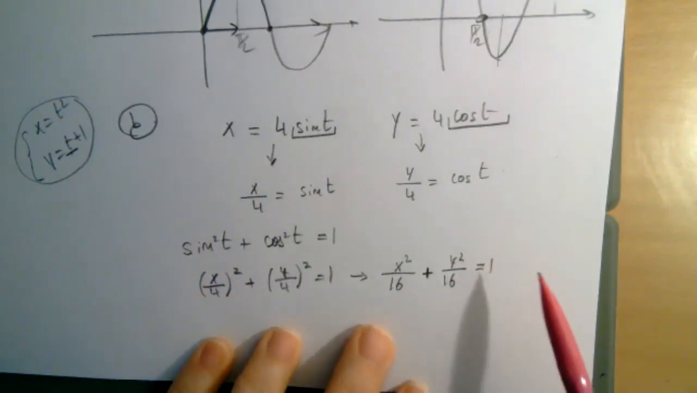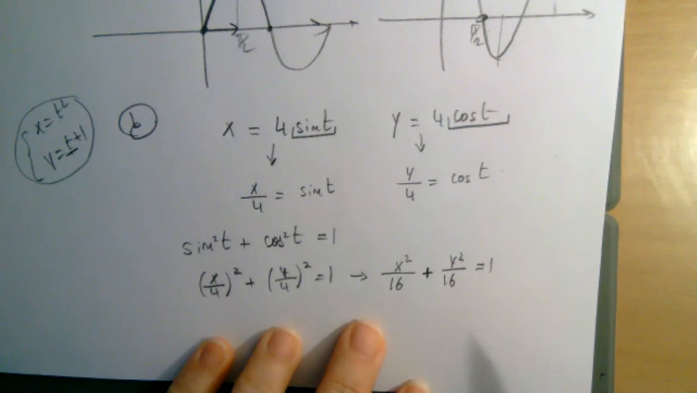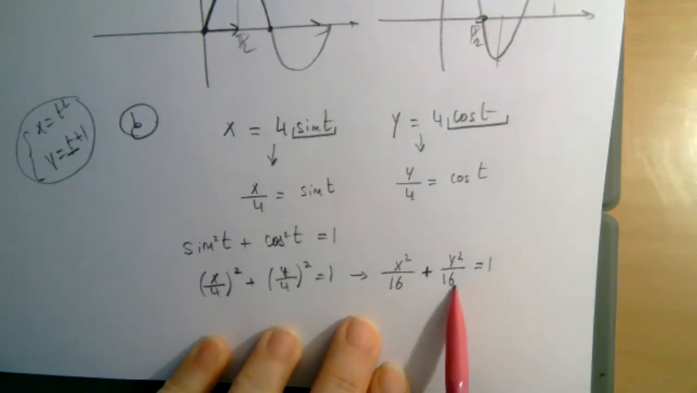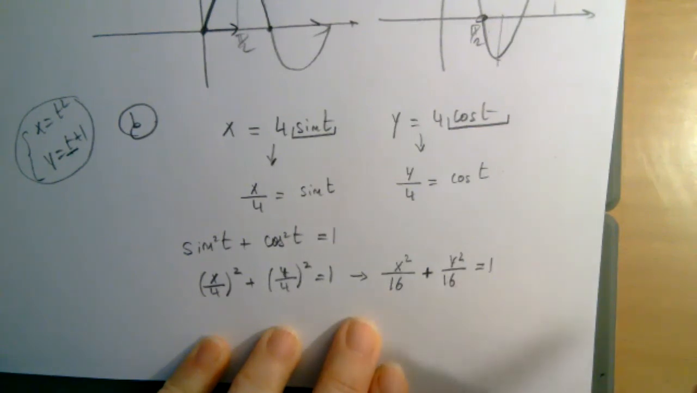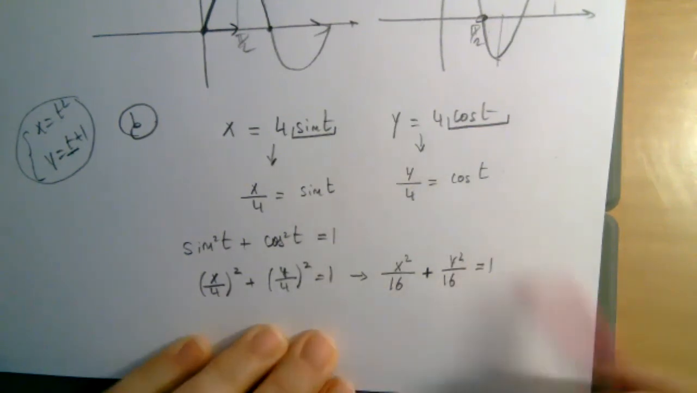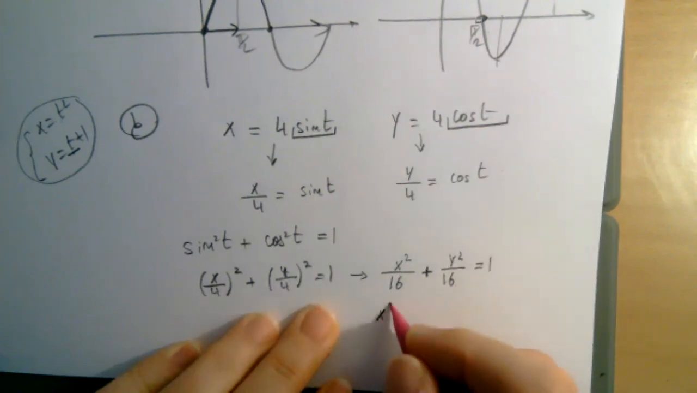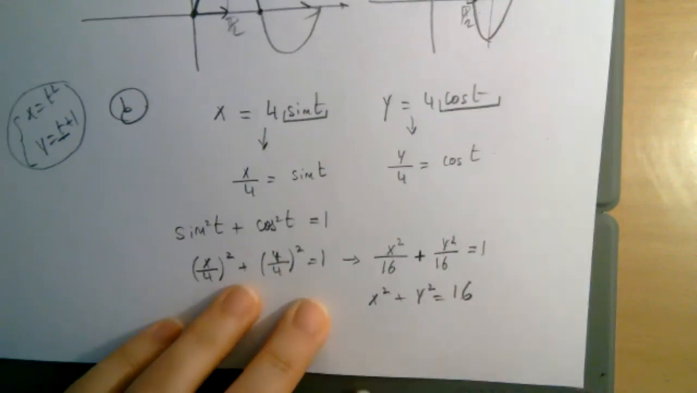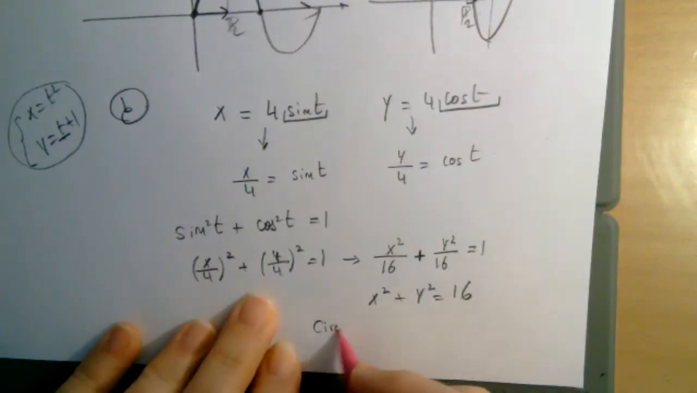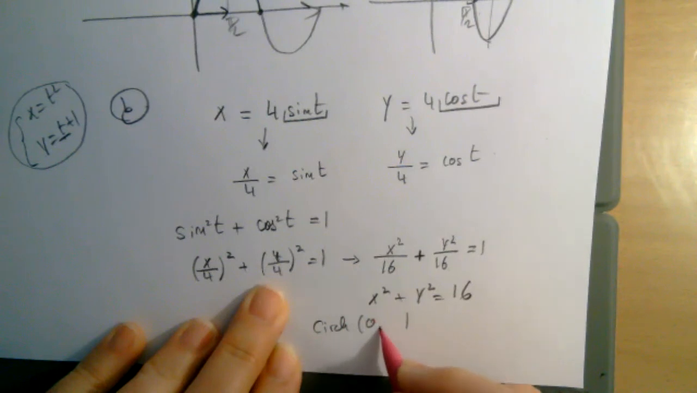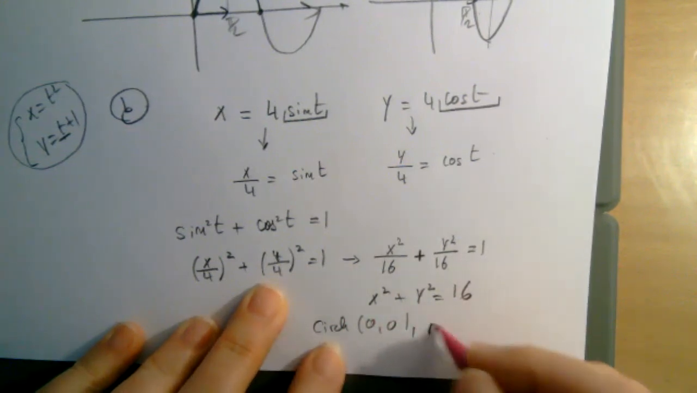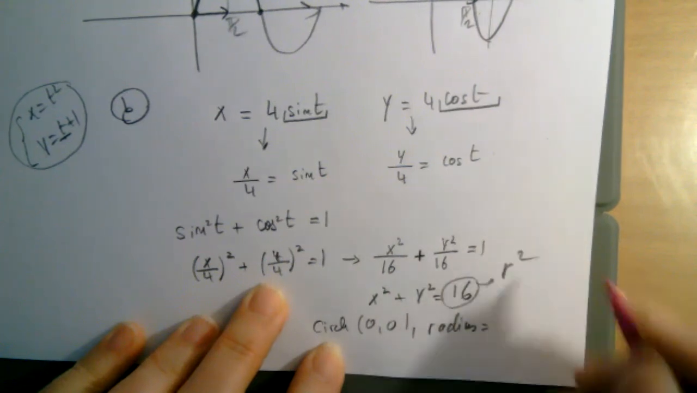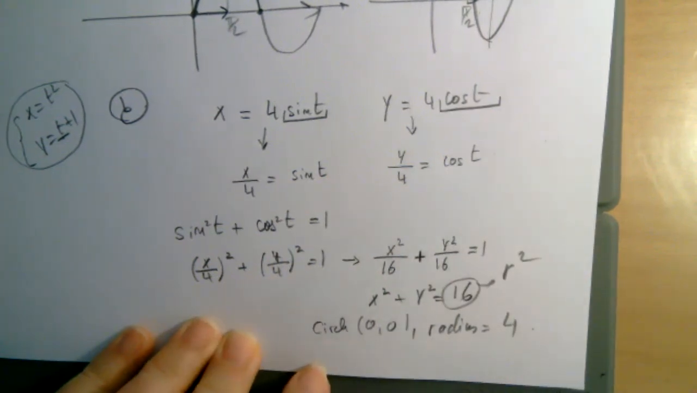Now this looks like an ellipse, but a special type of ellipse, where the a and the b are equal. And an ellipse where a and b are equal is basically a circle. So if I multiply by 16 across the board here, I will get x squared plus y squared equals 16. And that will definitely give me a circle centered at the origin. This is the radius squared, and the radius is equal to 4.